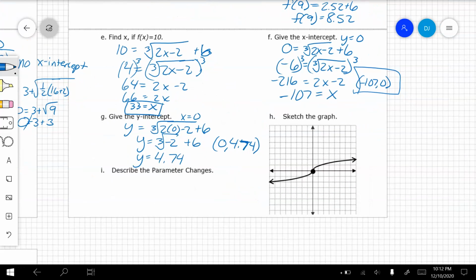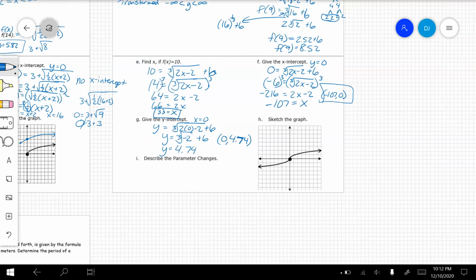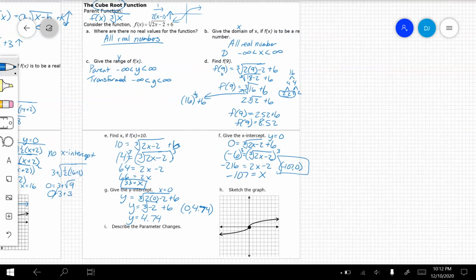So when we sketch this graph, we're going to talk about the parameter changes. We already talked about the parameter changes up on the top. We're going to have a shift of 1 over and 6 up. So that's going to end up being 1 to the right and 6 up: 1, 2, 3, 4, 5, 6. So our graph is going to be way up here now.